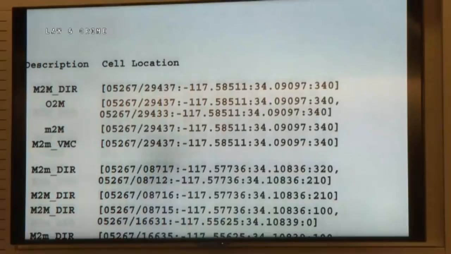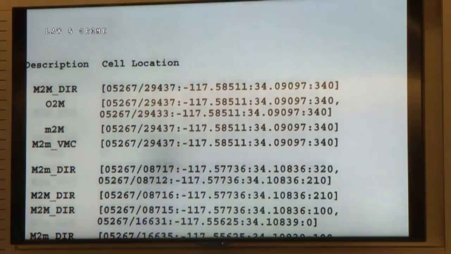The cell location. Can you decipher that series of numbers for us? Yes. So I'll use the pointer here to help you. So we'll look at the first row. If it's easier for you to stand up instead of wrenching your back and neck, feel free. All right, I'll speak loud if that's okay. Is that okay with you, sir?